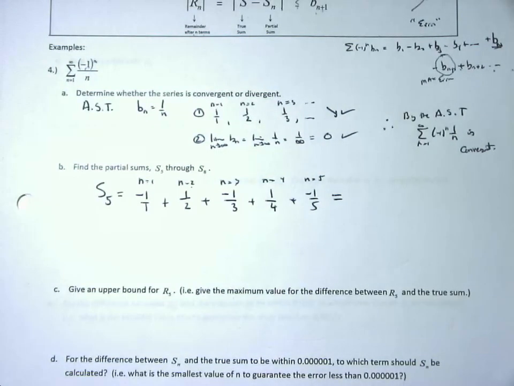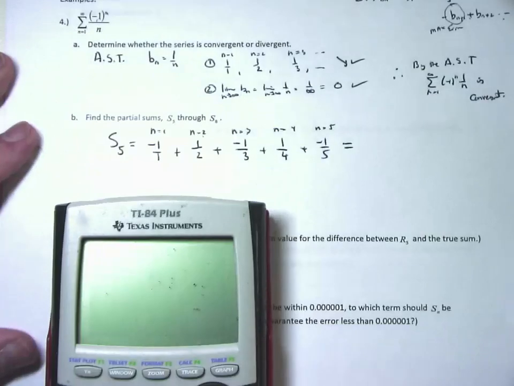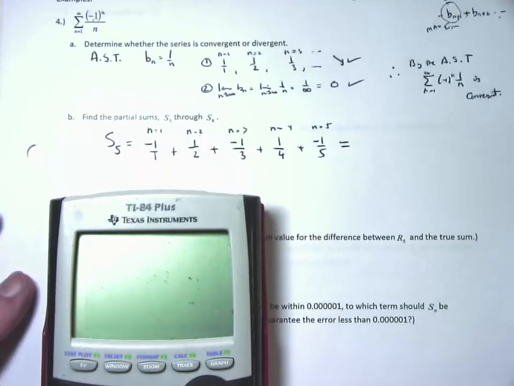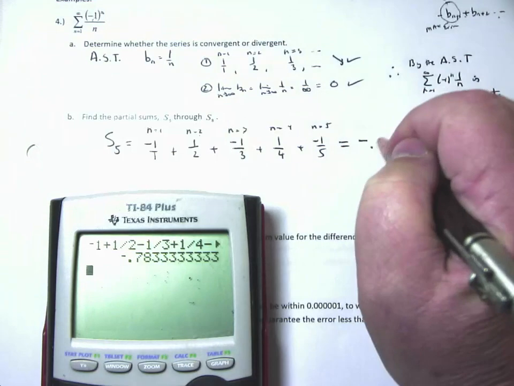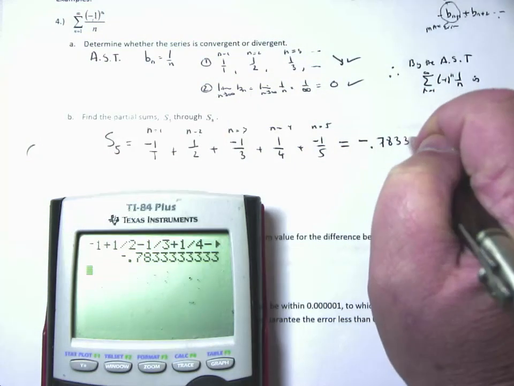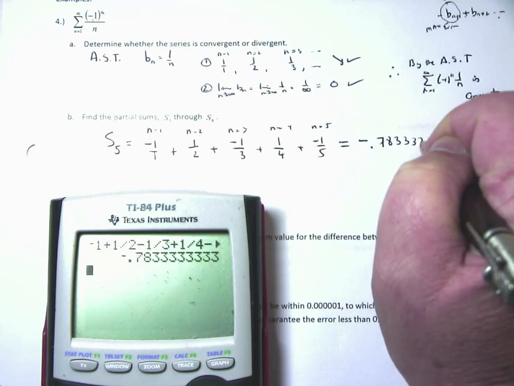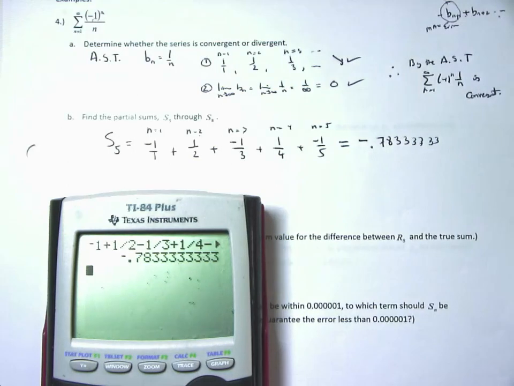Grab a handy dandy calculator. So typing it in, negative 1 plus 1/2 minus 1/3 plus 1/4 minus 1/5, I end up getting negative 0.783333. Does that make sense? That's S5.